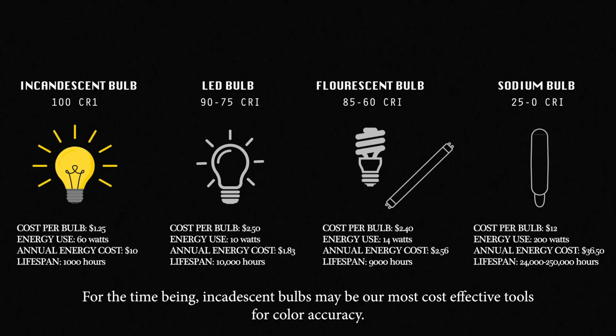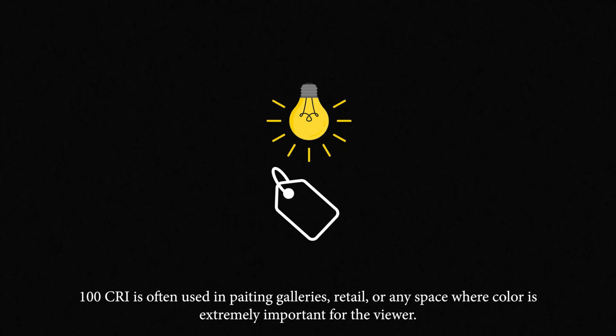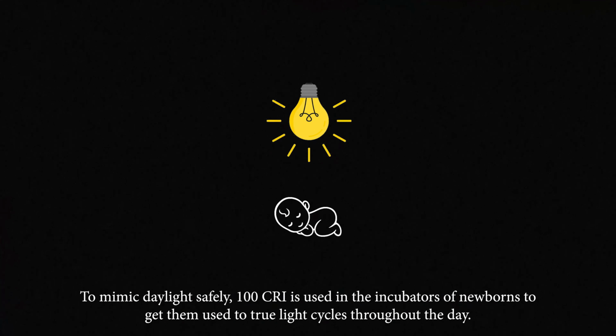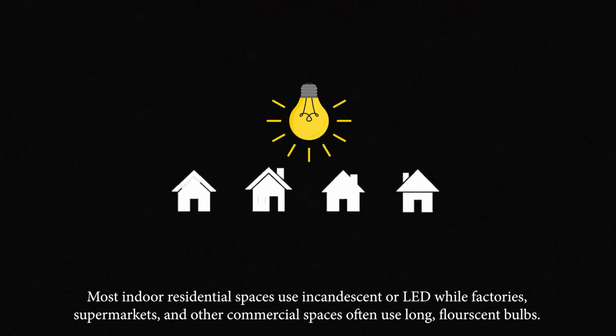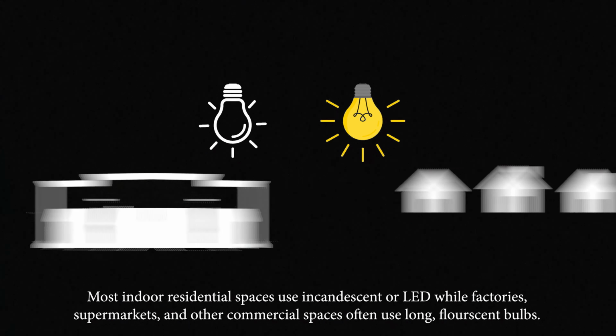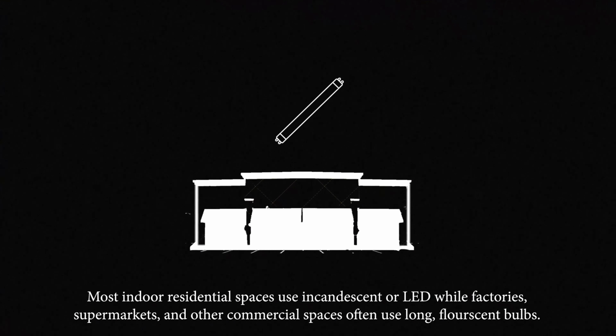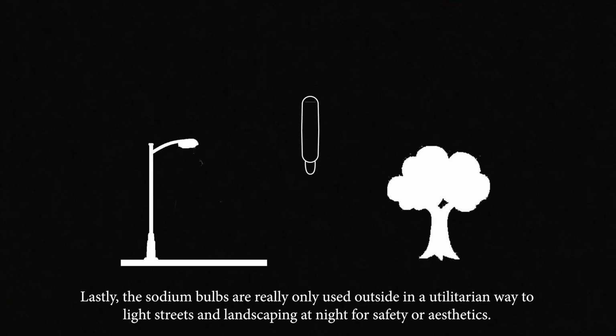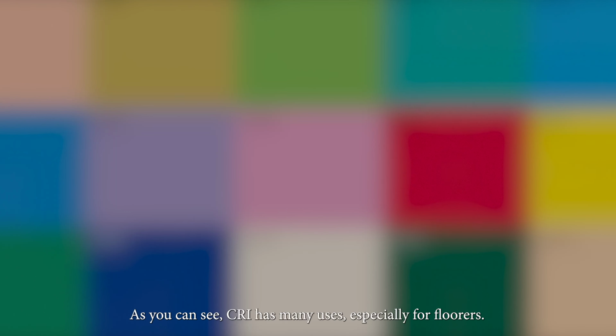100 CRI is often used in painting galleries, retail, or any space where color is extremely important for the viewer. To mimic daylight safely, 100 CRI is used in the incubators of newborns to get them used to true light cycles throughout the day. Most indoor residential spaces use incandescent or LED lights, while factories, supermarkets, and other commercial spaces often use long fluorescent bulbs. Lastly, the sodium bulbs are really only used outside in a utilitarian way to light streets and landscaping at night for safety or aesthetics. As you can see, CRI has many uses, especially for floorers.